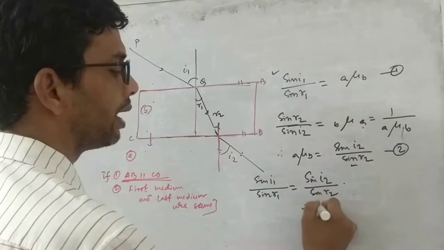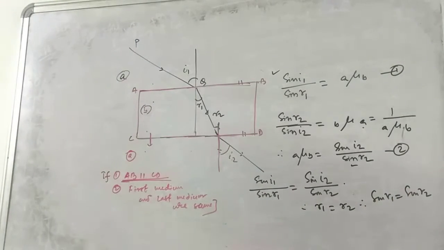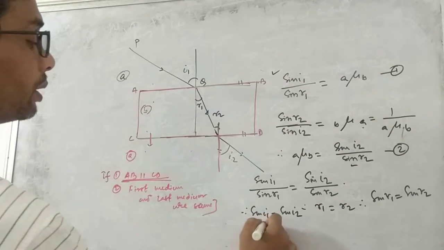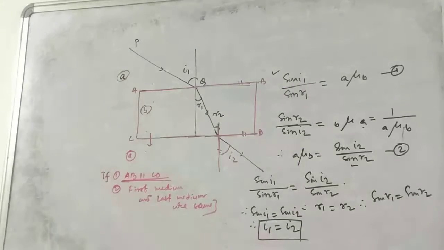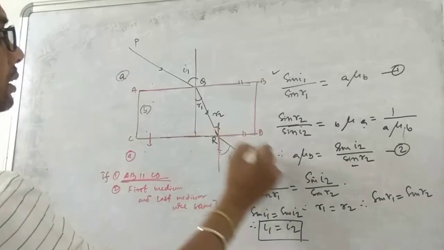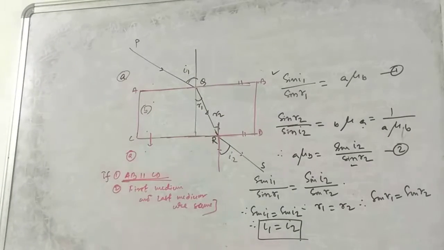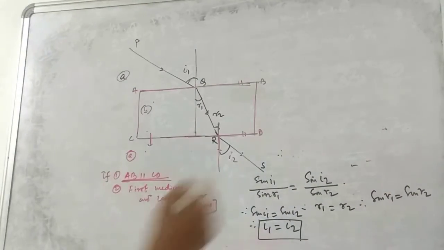Angle R1 is equal to R2, therefore sin R1 is equal to sin R2, therefore sin I1 is equal to sin I2, therefore I1 is equal to I2. Since I1 is equal to I2, these angles are equal, so PQ and RS should be parallel. So PQ and RS are parallel.